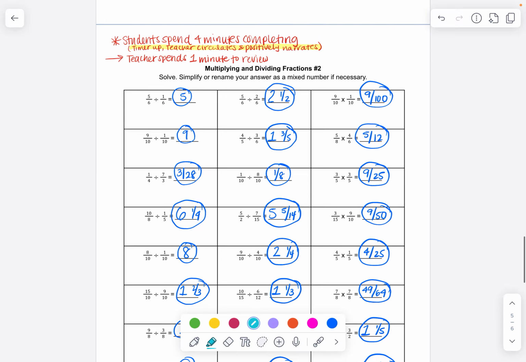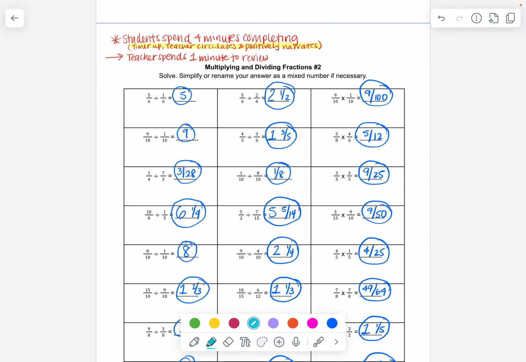For the fluency today, students are continuing work with multiplying and dividing fractions. They haven't done division in a really long time, so today might be the day that you want to focus on that division using keep, change, flip, which is just multiplying by the reciprocal.